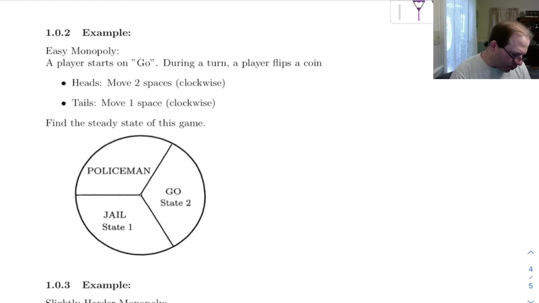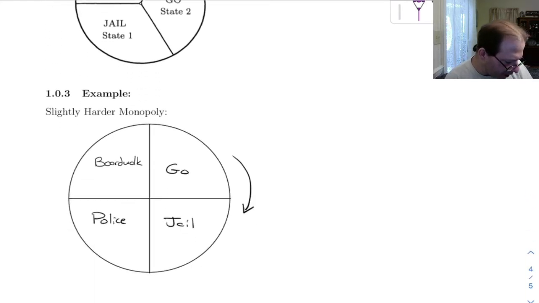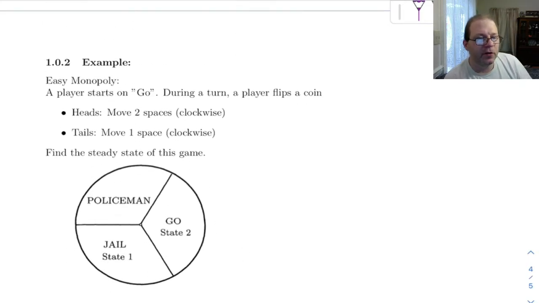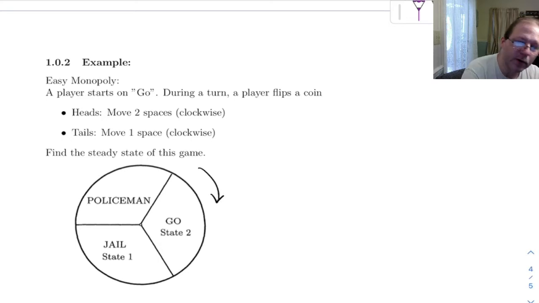Got two more examples I want to look at here. Both of these are easy versions of the game Monopoly. Normally in Monopoly, you roll dice and you move your marker around the board. Well, here, this is a simple, not very interesting version of the game. In this one, we flip a coin and we move around the board clockwise. If we get heads, we move two, and if we get tails, we move one.